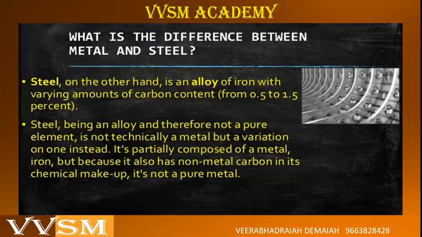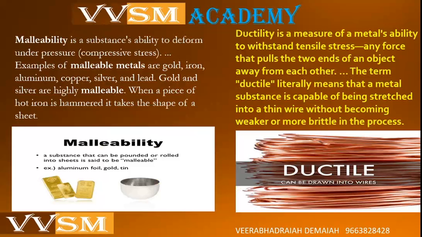What is the difference between metal and steel? Steel, on the other hand, is an alloy of iron and varying amounts of carbon content. Steel being an alloy, and therefore not a pure element, is not technically a metal but a variation. This is the advanced definition.